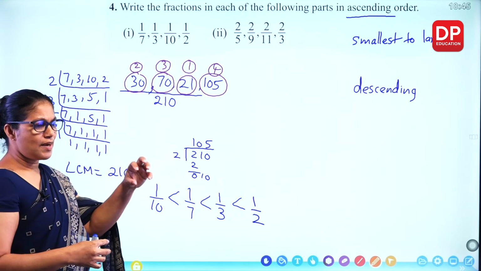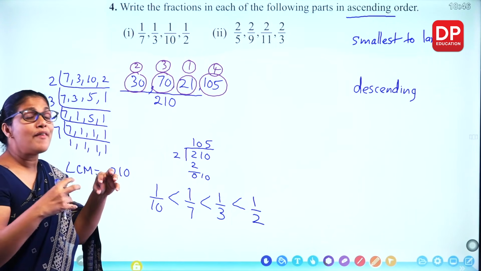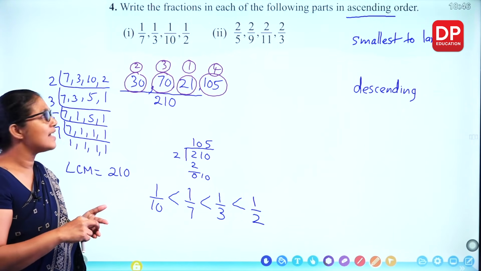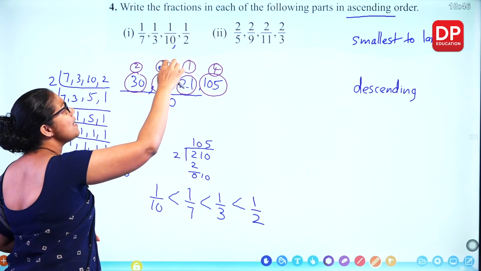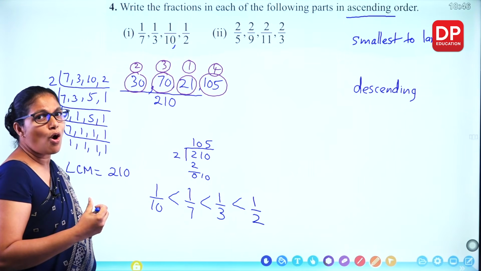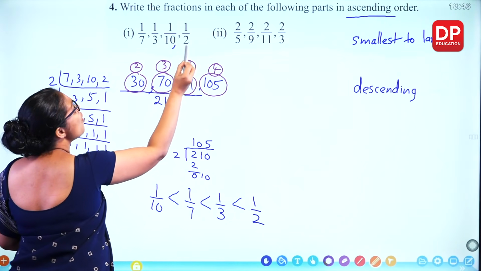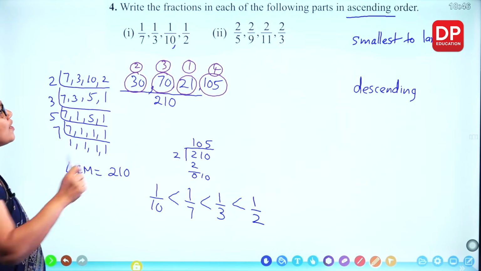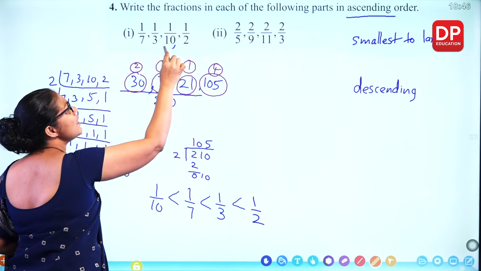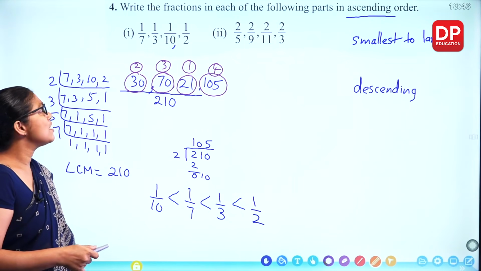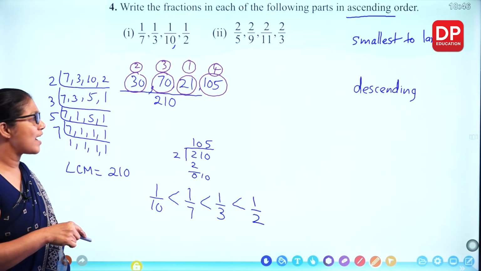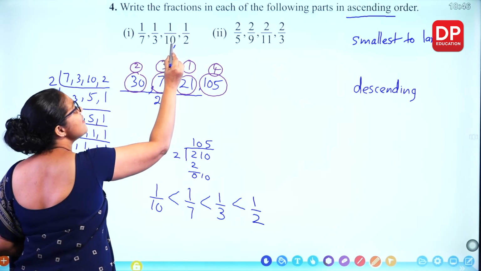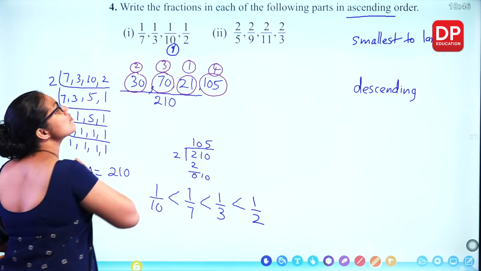Think about it, you have a number dividing by a very large number. What happens? The portion becomes smaller and smaller. So when you get a bigger denominator, the value is smaller. So what's the biggest denominator here? 1 over 10. So this is the lowest value. When you get a higher denominator, that's the lowest fraction. So straight away you can write by looking at the denominators. This is the highest denominator, so this is the smallest one.